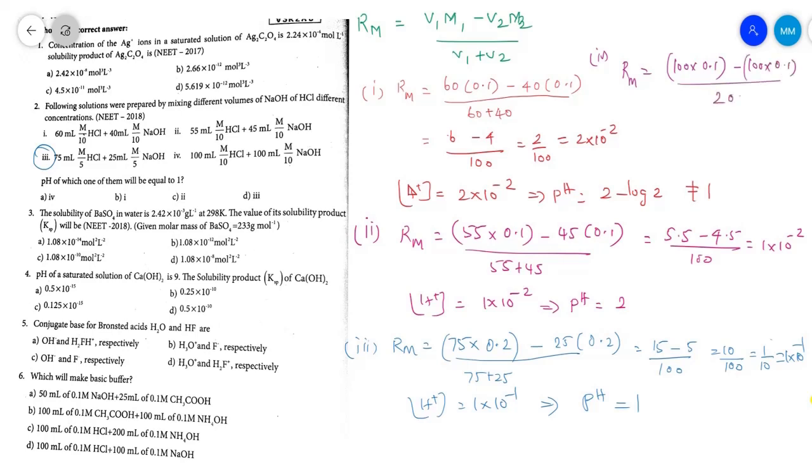Divided by 200, 100 plus 100, 200. So this will be 0 by 200. The resulting molarity is equal to 0. That means the H plus ion concentration is 1 into 10 to the power of minus 7. The pH is equal to 7.